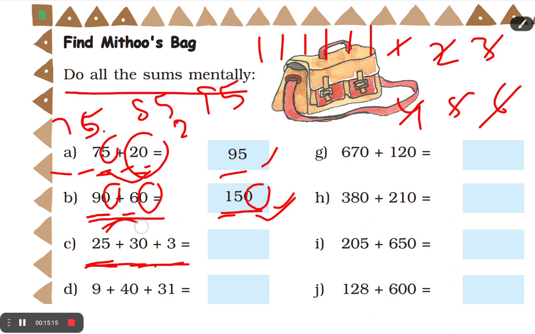25 and 30: count in tens. 25 plus 30 means how many tens? 3 tens. 1 ten, 2 tens, 3 tens, right? So after 25, 35, 45, 55. So 25 and 30 is 55. And to this 55, which number do I still have to add? 3. So 55 plus 3 is, yes, 58. Very good. So it is clear for all of you?